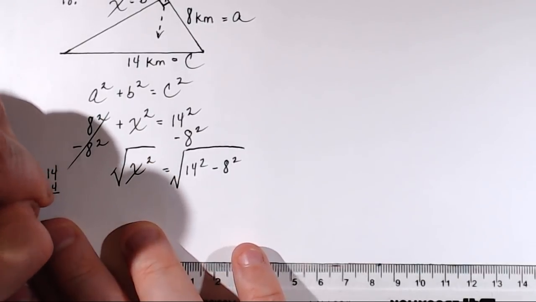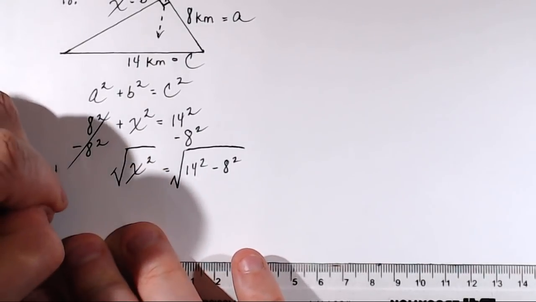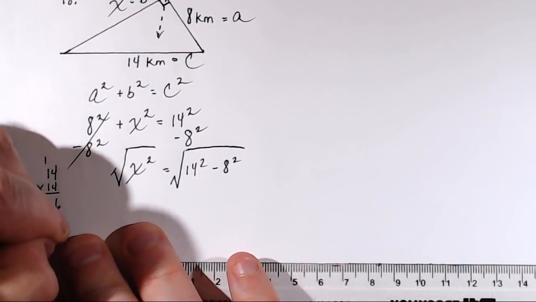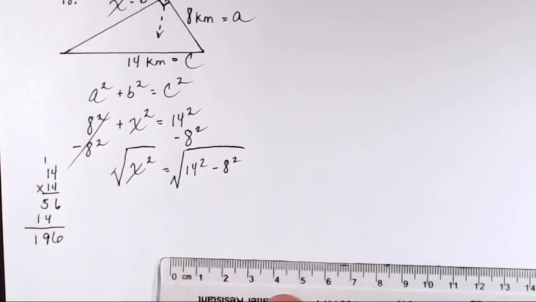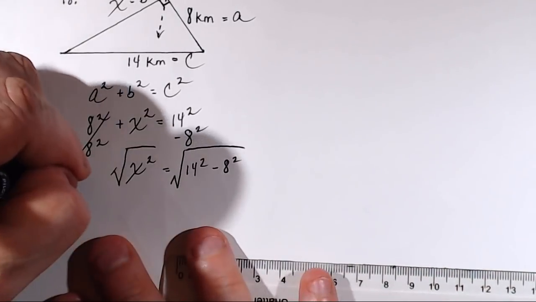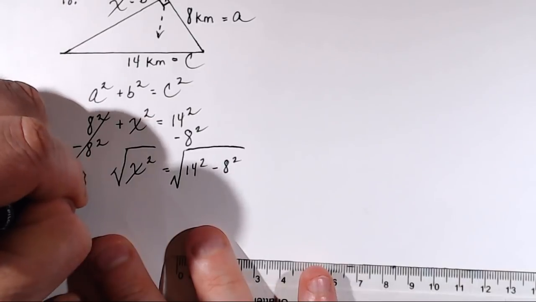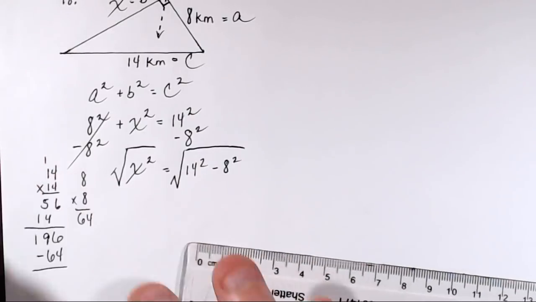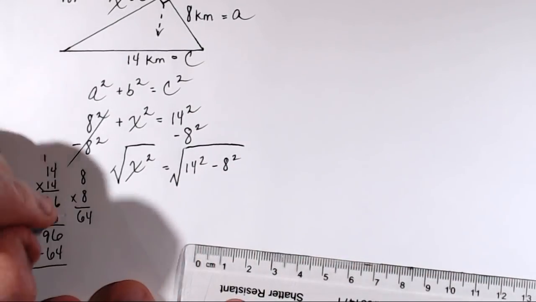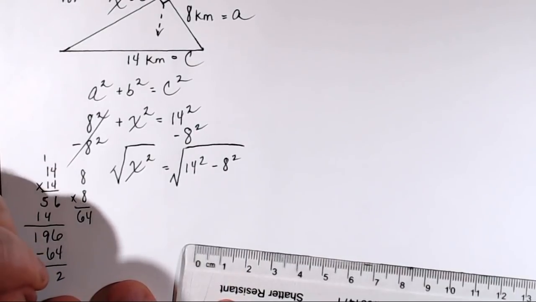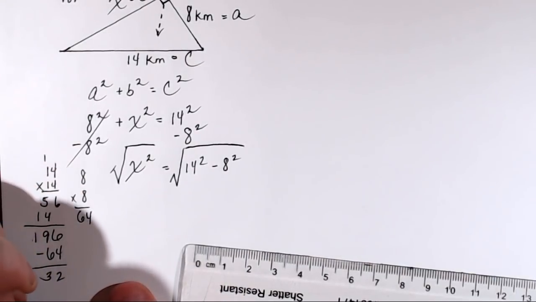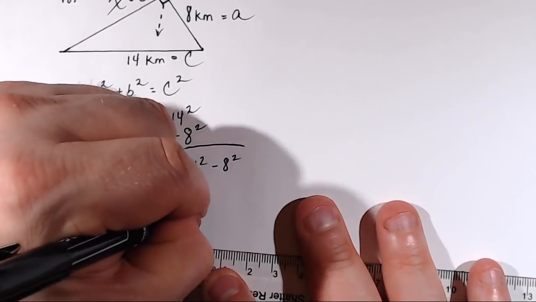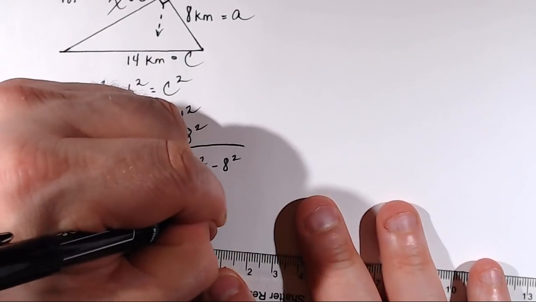So 14 times 14 equals 4 times 4 is 16. That's 56. And then 4 and 1, 196. So then 8 squared is 64. So 8 times 8 is 64. So I need to do 196 minus 64 to do 14 squared minus 8 squared. 6 minus 4 is 2. 9 minus 6 is 3. And 1 minus 0 is 1. So I'm really saying that x is equal to the square root of 132.